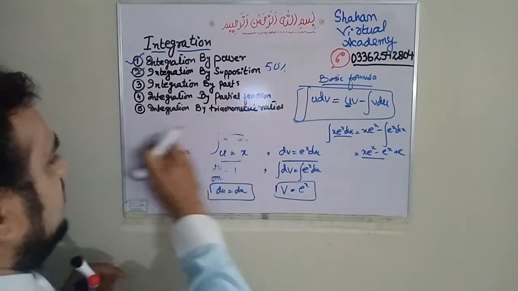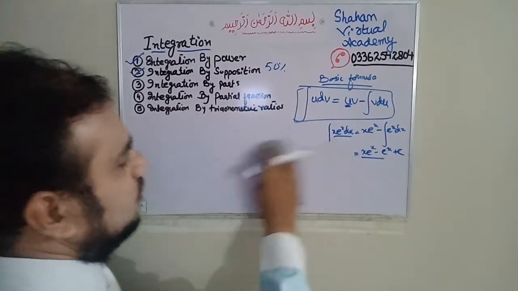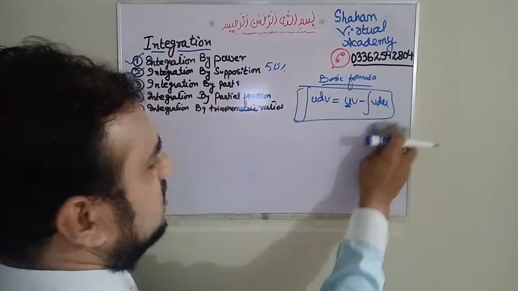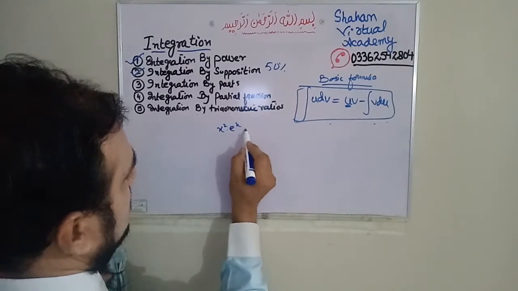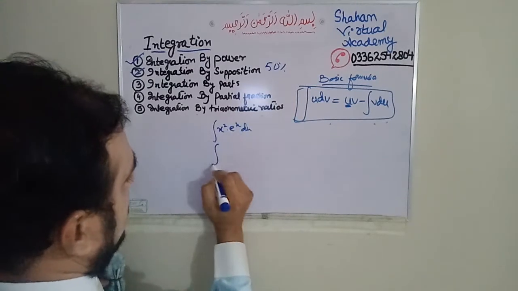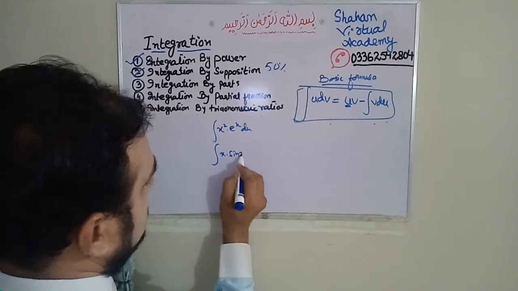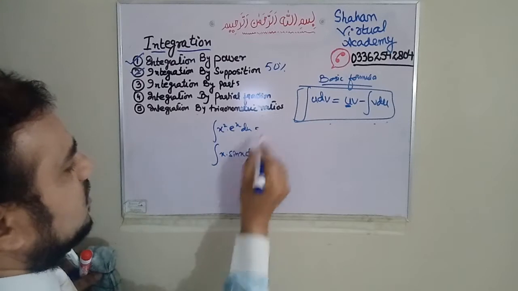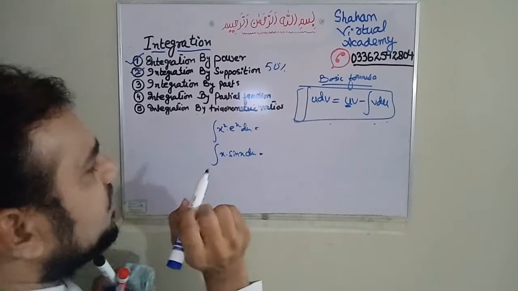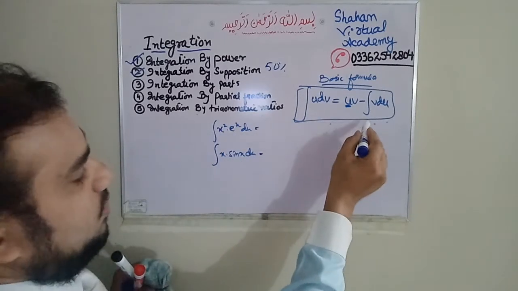Okay, another application, but you have to do it on your own. Let's suppose x square ex dx. It's simple. x sine x. It's simple. So all these types we can do with the help of this by parts formula.